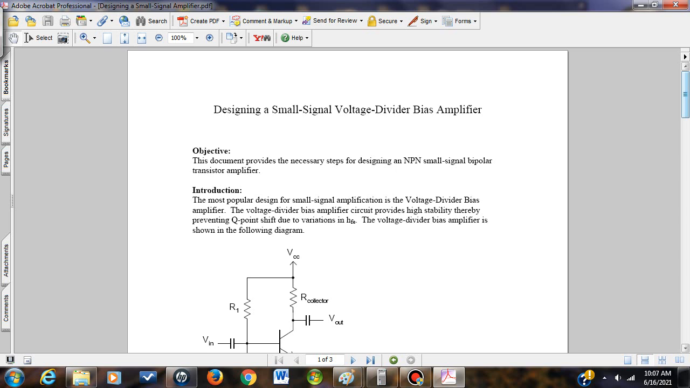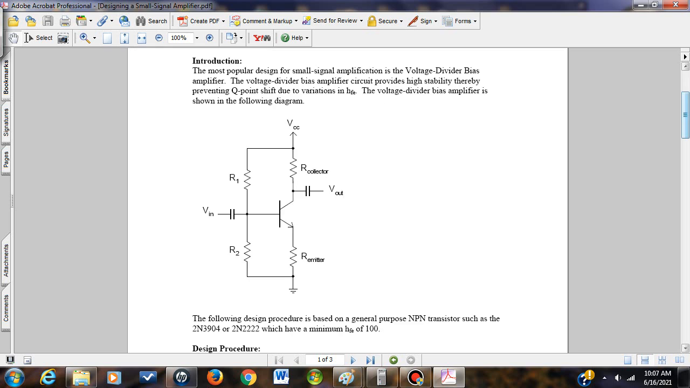Welcome to designing a small signal voltage divider bias amplifier. The objective is to provide the necessary steps for designing an NPN small signal bipolar transistor amplifier. The most popular design for small signal amplification is the voltage divider bias amplifier. This circuit provides high stability, thereby preventing Q point shift due to variations in HFE.